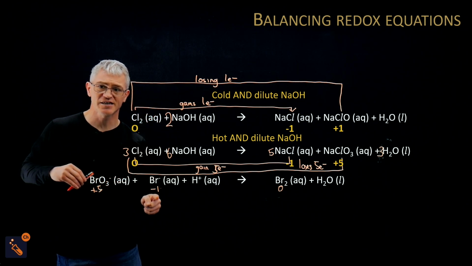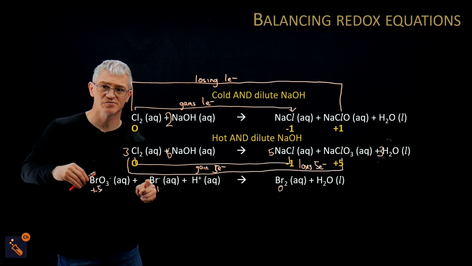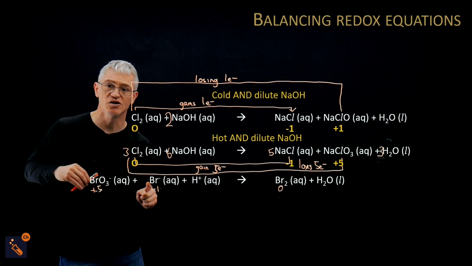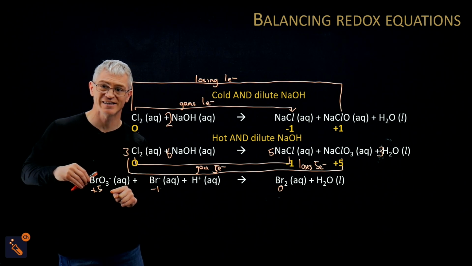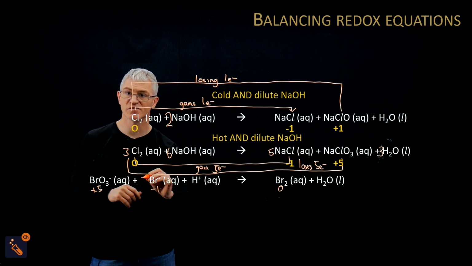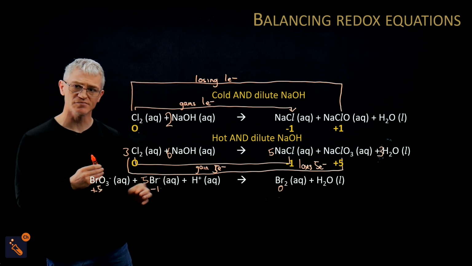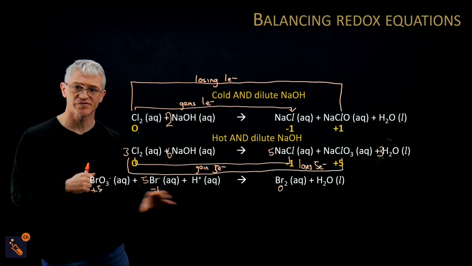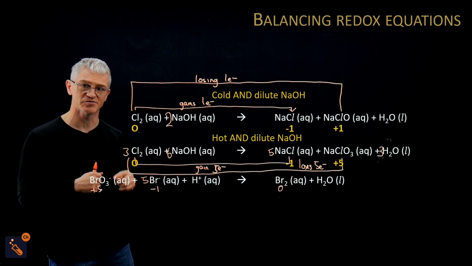Okay, so if that is the case, what do I need to times this by? Because I need this to lose 5 electrons and this to gain. So if that's the case, all I have to do is put a 5 here. I've got my 5 here. That means 5 electrons are gained and 5 electrons are lost. Then I can balance everything else.